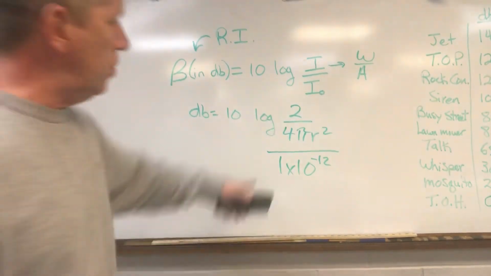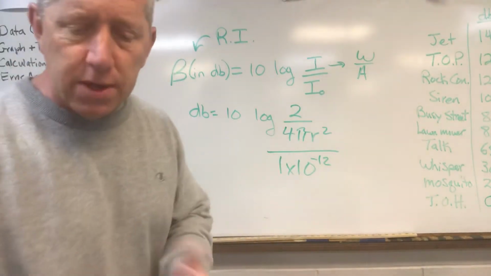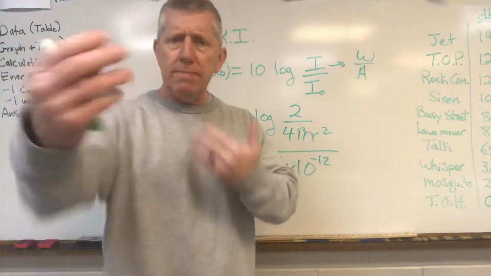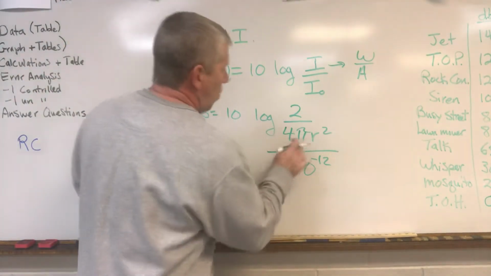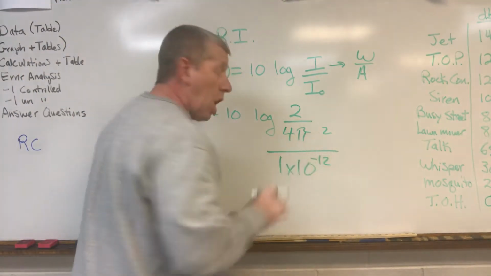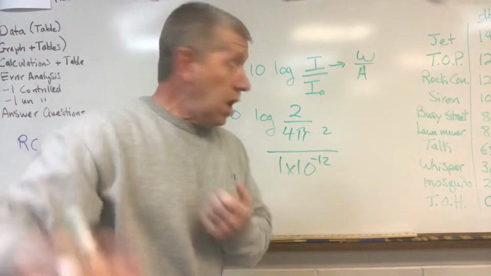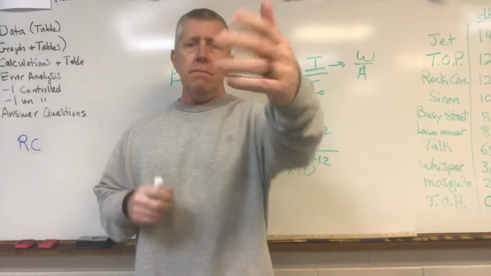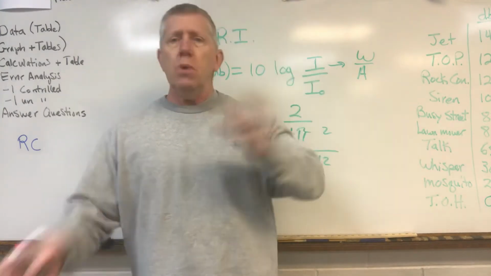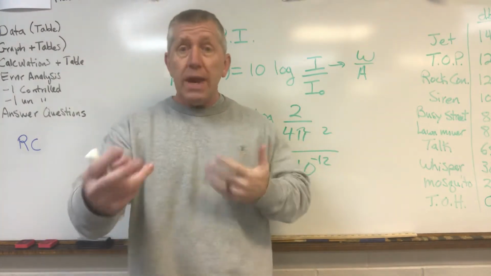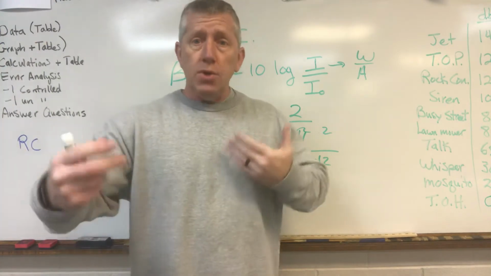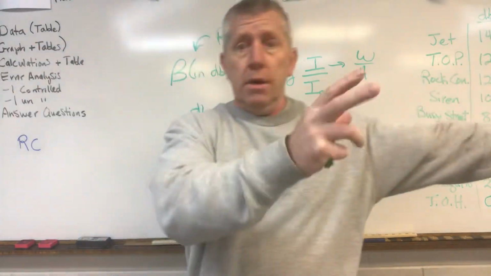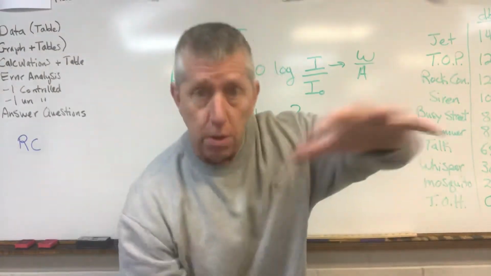So let's take 2 and divide it by 4 pi r squared. We need a distance. We said a meter, 2 watts at a meter, so 1 meter will go in here. R is how far you are from the sound source. But isn't that the radius? So if you're a meter away, shouldn't you cut that in half? No. It is the radius, but the radius of the sphere, and 1 meter is 1 meter all around the sphere.